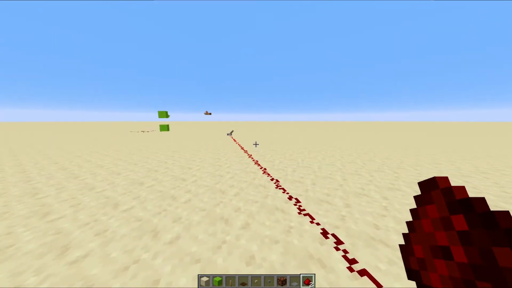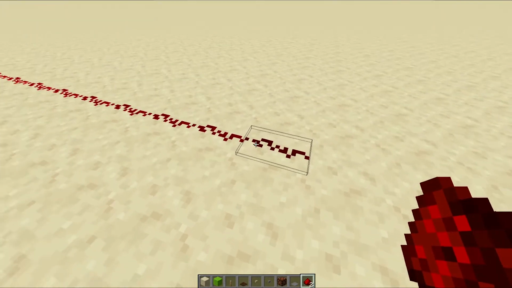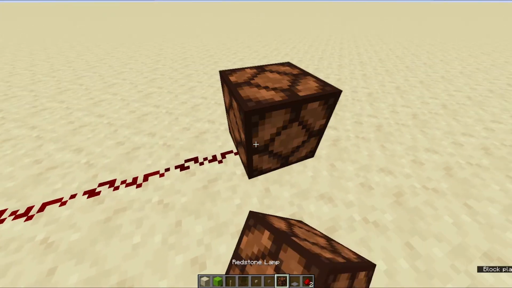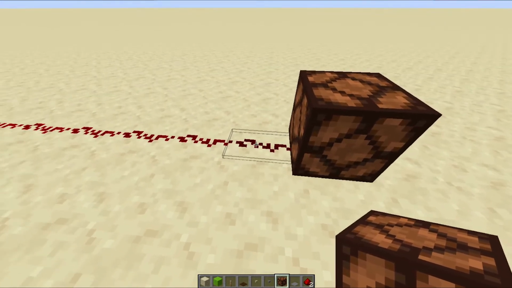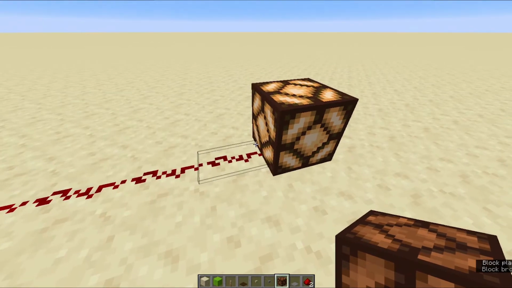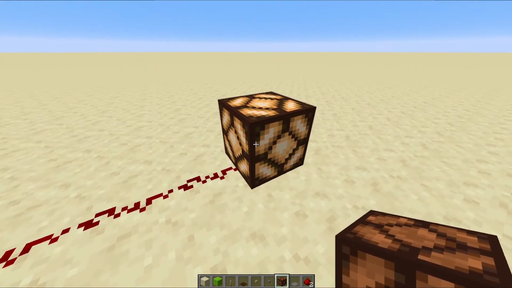And as you can see, the further and further we get away from the source, it gets dimmer and dimmer until this one right here, this one is completely dark. So if we were to put a redstone lamp right here, it would not light up because there's no power going through this dust because it's too far away. But if we were to put this one right here instead, this piece of dust still has power, so it can light up this lamp.